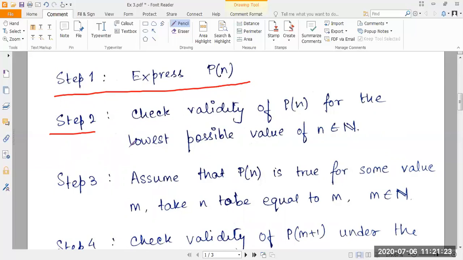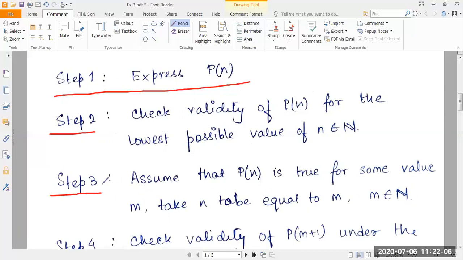The next step is we need to check the validity of Pn for the lowest possible value of n. So in my principle of mathematical induction, I had shown the value of P for 1 to be true as condition 1, but there may be statements which have the value of n starting from 2, 3, 4 up to infinity. It may not have the applicability of n equal to 1. So basically we need to check the validity of the statement for the lowest possible value of n that it can attain.